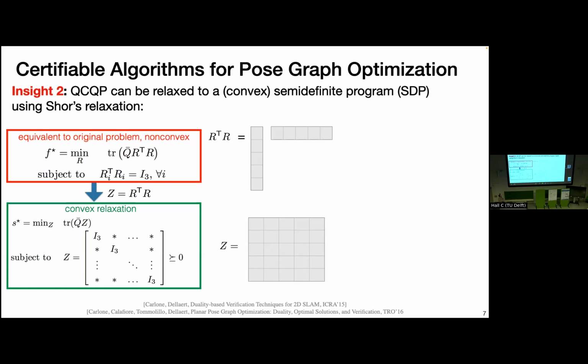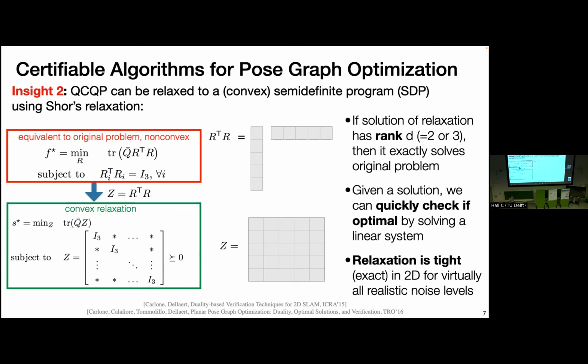The other catch is that whatever matrix is formed as R transpose R will have low rank. In particular, in 2D, the rank of this matrix has to be 2. In 3D, it has to be 3. But the catch is that a rank constraint is not a convex constraint. That's why, in the relaxation, you drop any rank constraint on Z, and that's why it's a convex relaxation instead.